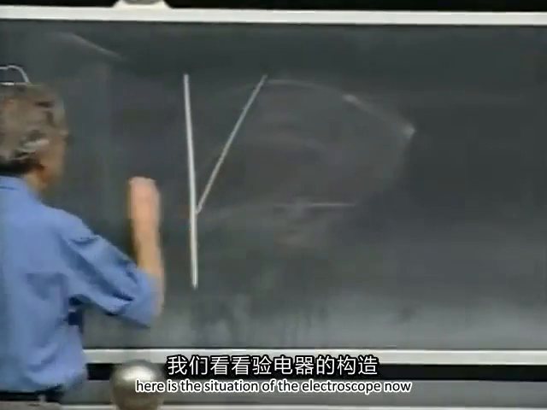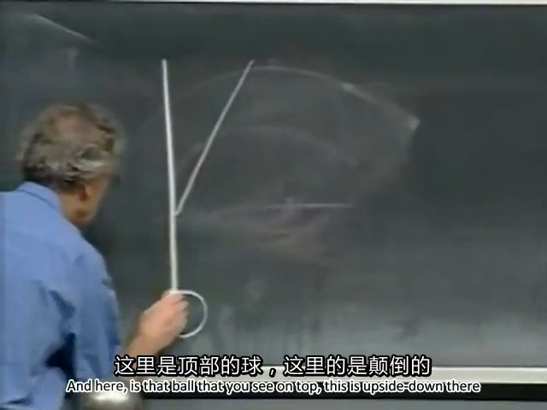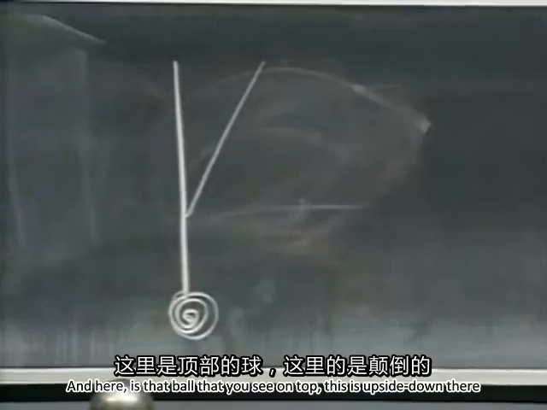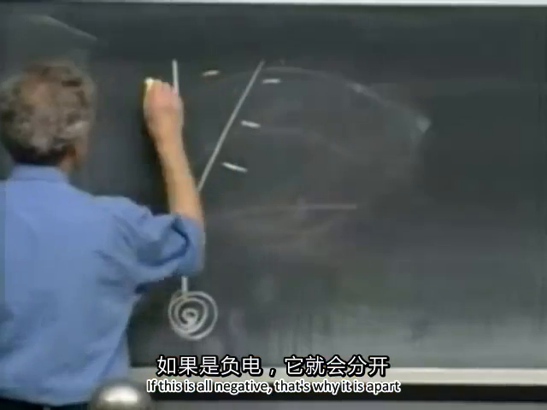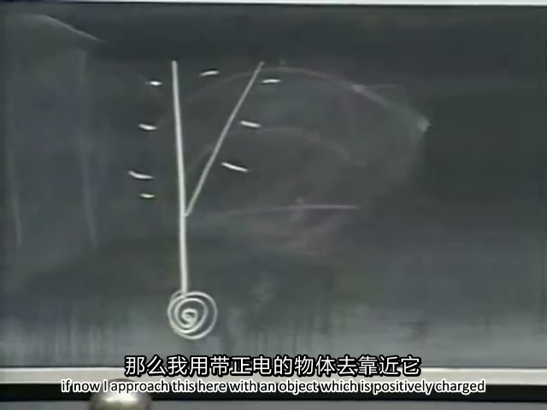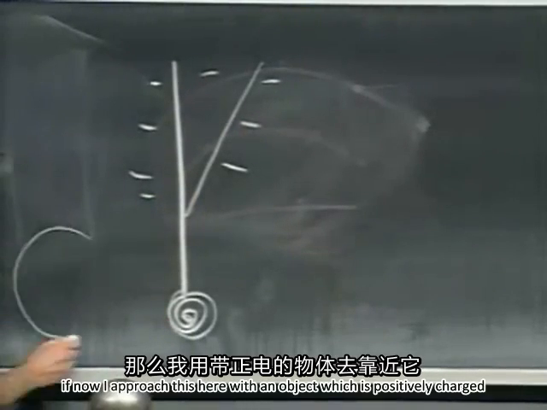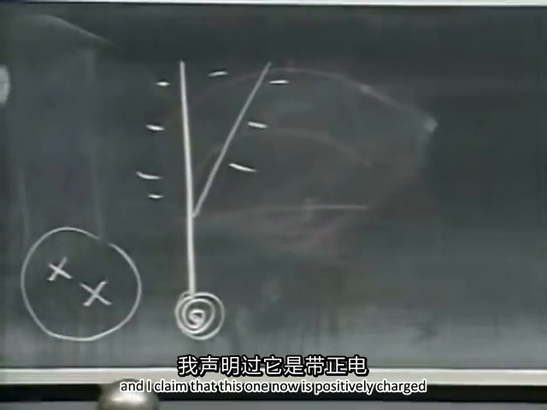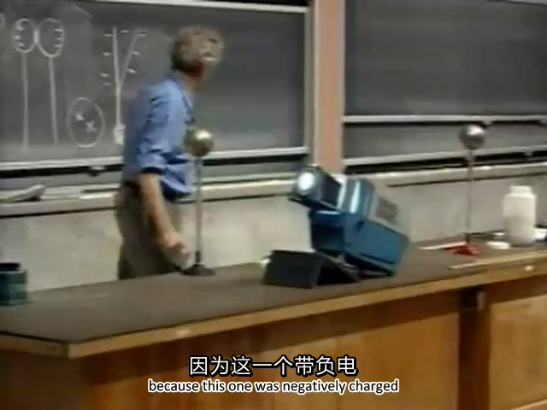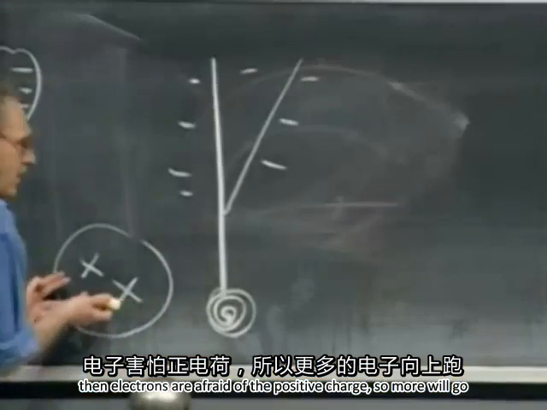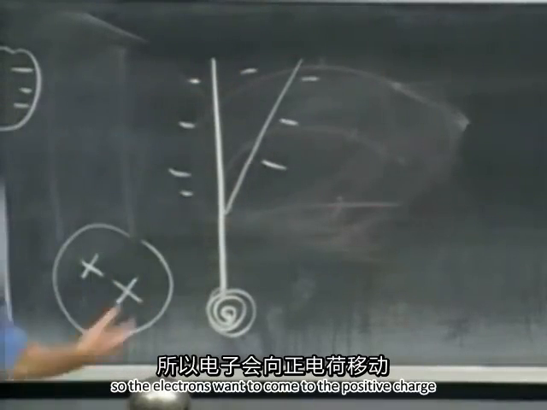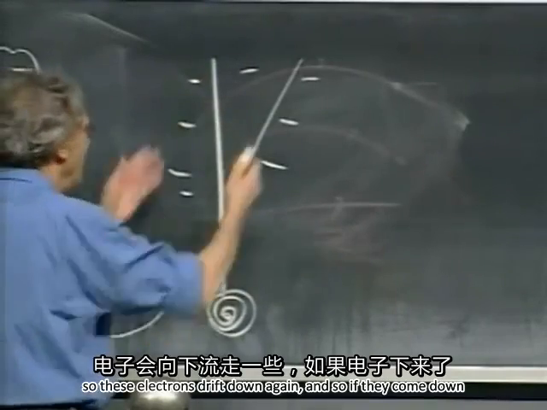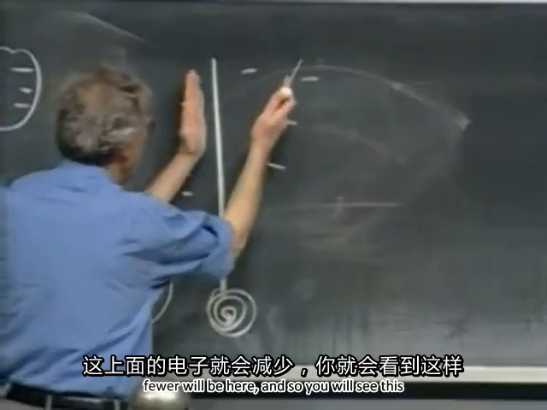Well, here is the situation of the electroscope now. And here is that ball that you see on top. This is upside down there. If this is all negative, that's why it is apart. If now I approach this with an object which is positively charged, and I claim that this one now is positively charged because this one was negatively charged, then electrons, excuse me, electrons love the positive charge, so the electrons want to come to the positive charge, so these electrons drift down again. And so if they come down, fewer will be here, and so you will see this.